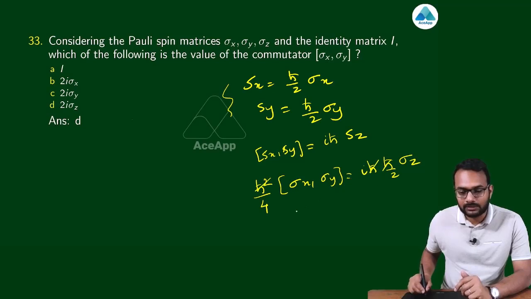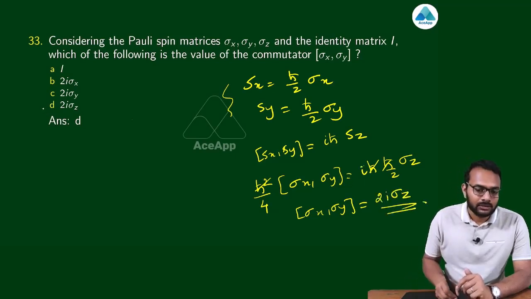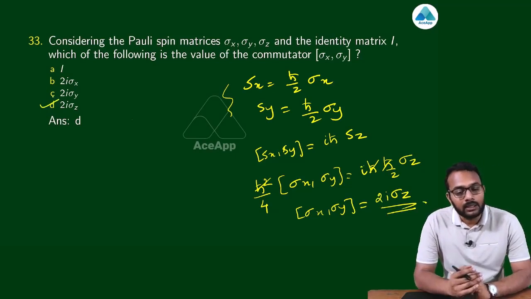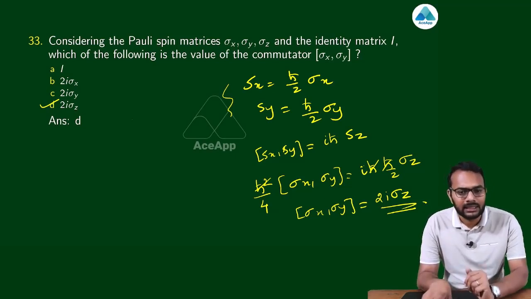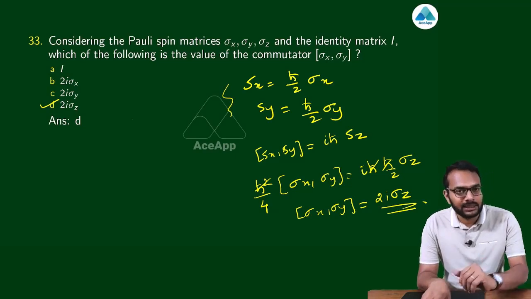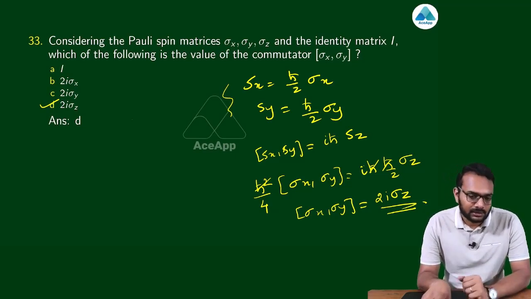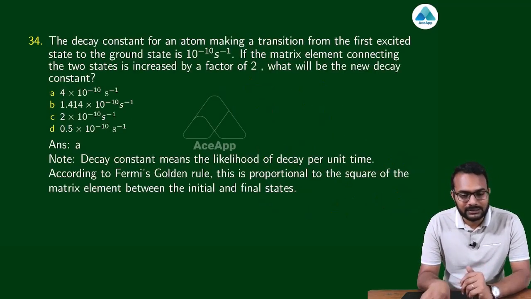So this is the sigma x with sigma y commutator. You take this 4 to this side, this i remains. This is 2i sigma z. So that's why it is answer D, option D. Or you had better remember the commutation relation of sigma x with sigma y. We have already listed these properties in the previous slides.